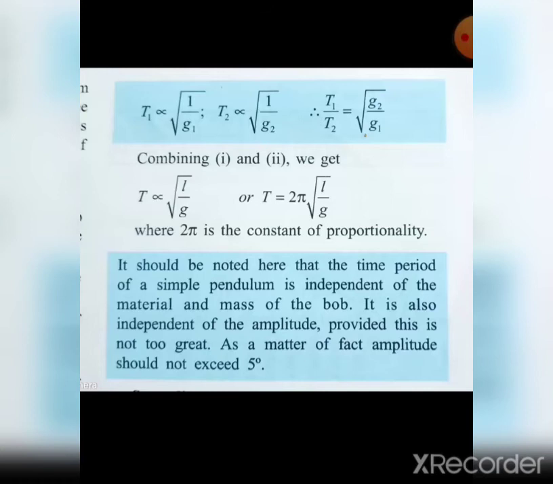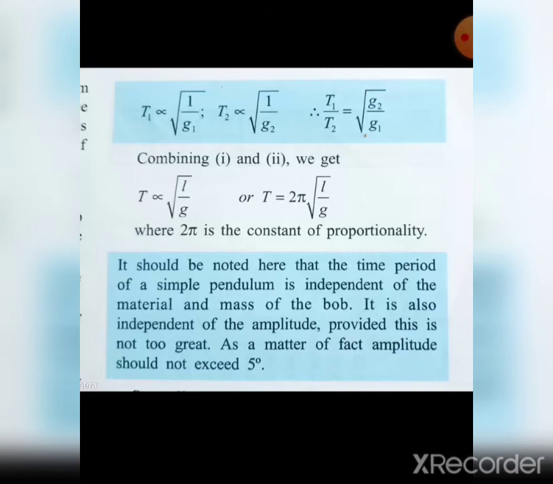Combining the first equation and the second equation, T is proportional to root L by g, which can be written as T is equal to 2 pi root L by g. Here 2 pi is the constant of proportionality. For writing this proportional symbol, I am using a constant, that is 2 pi.